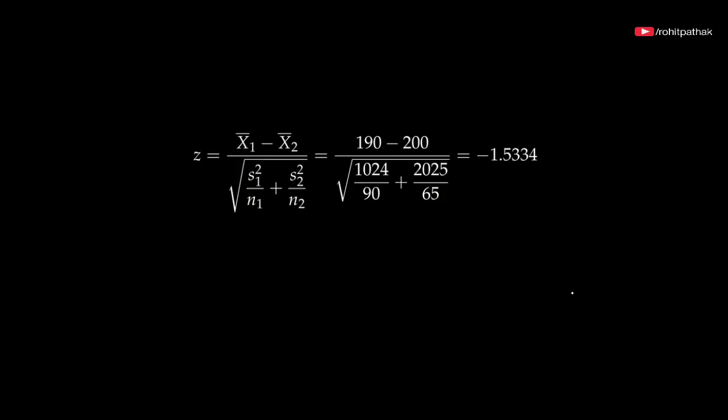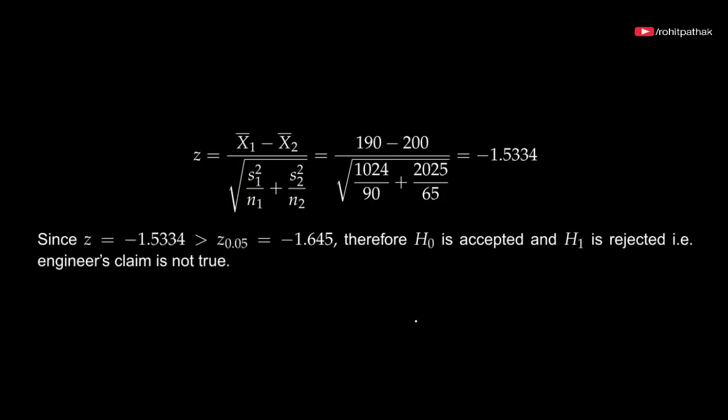So here the computed value of Z is minus 1.5334. So if we compare this value, then we find that this is minus 1.645. This computed value of Z falls in this region. Therefore, H0 is accepted and H1 is rejected. That means the engineer's claim is not true. There is no difference between the running times of old batteries and the new batteries.